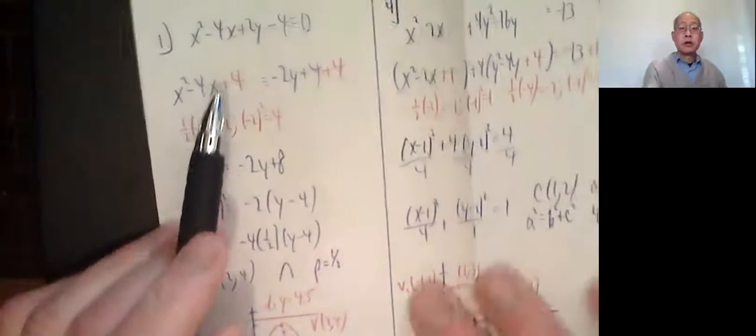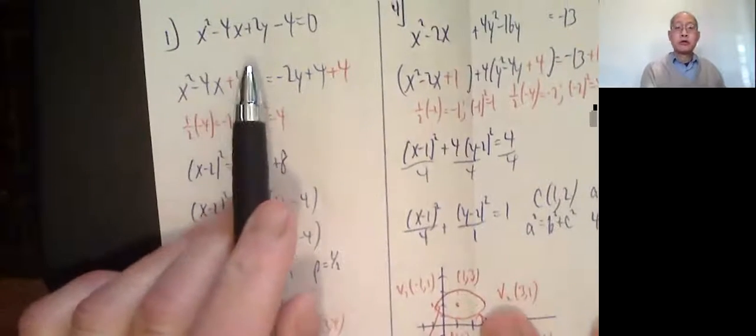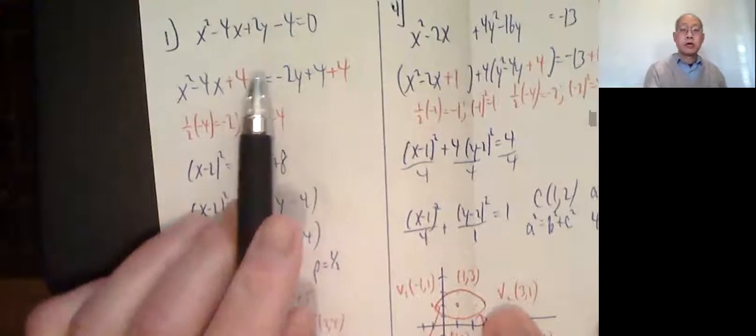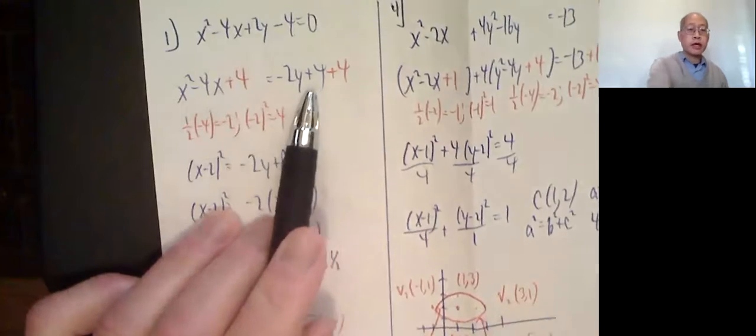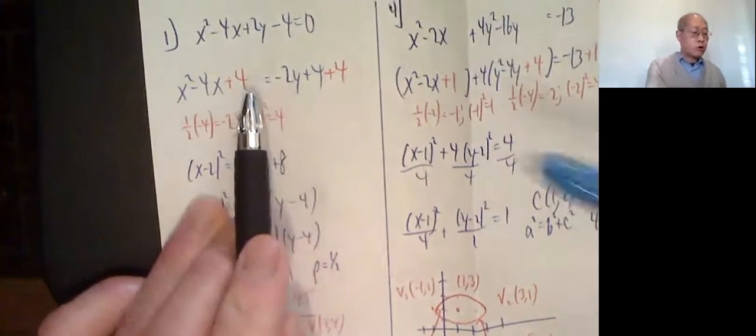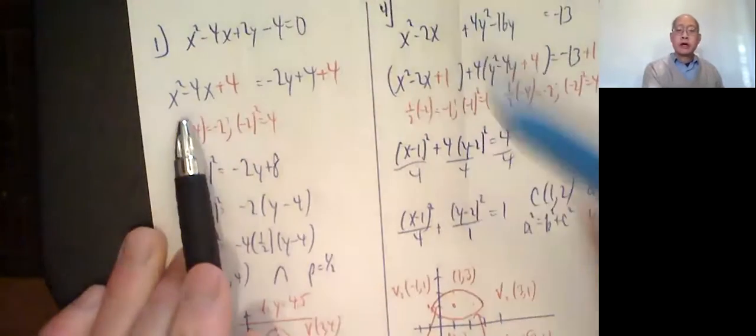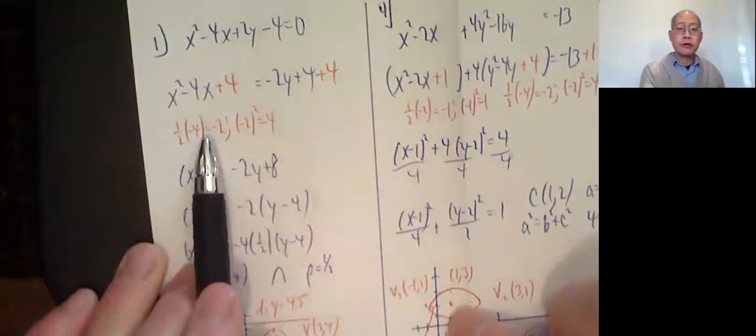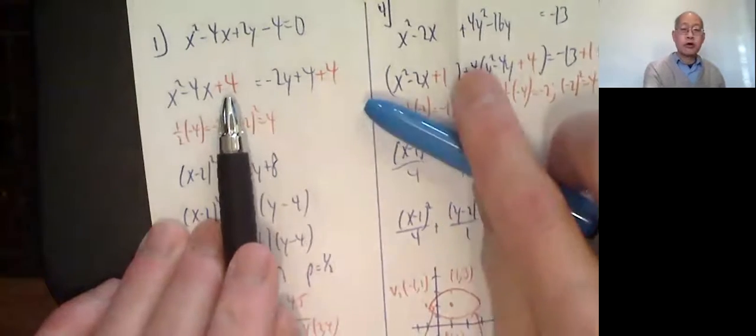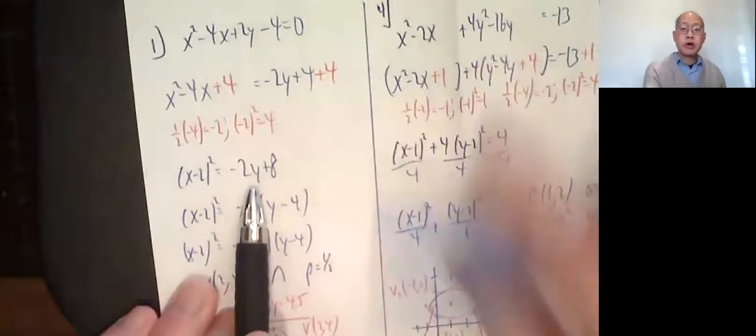Okay, number 1. So subtract off the 2y and the minus 4. So it becomes negative 2y plus 4 on the right-hand side. Add 4 to both sides. That completes the square. Half and square. Half of negative 4 is negative 2. Negative 2 squared is 4. Add 4 to both sides. This is negative 2y plus 8.